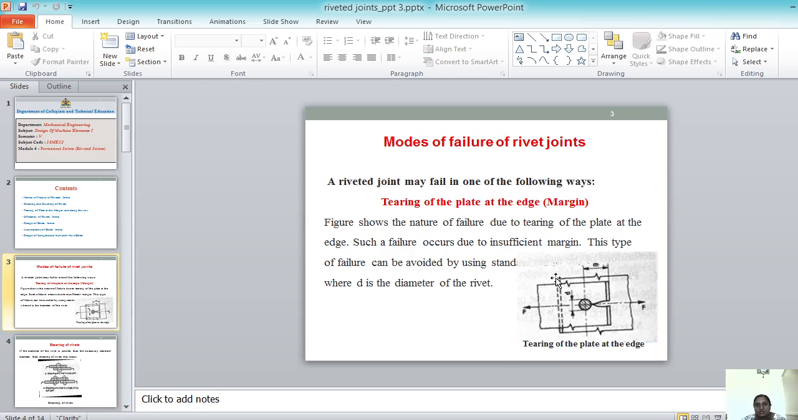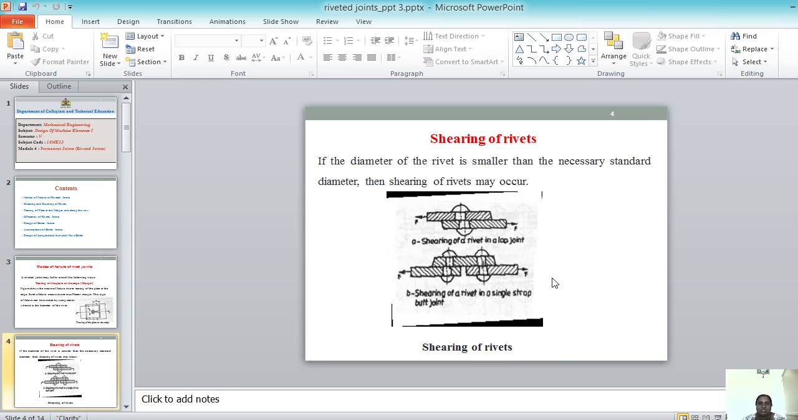Next one is shearing of rivets. If the diameter of the rivet is smaller than the necessary standard diameter, then shearing of rivets may occur. We all know that rivets are inserted into previously drilled holes on the plates, plate number 1 and plate number 2. The rivet should be inserted properly into this previously drilled hole, of standard diameter. If the diameter of the rivet is smaller than the standard diameter, shearing is going to happen.